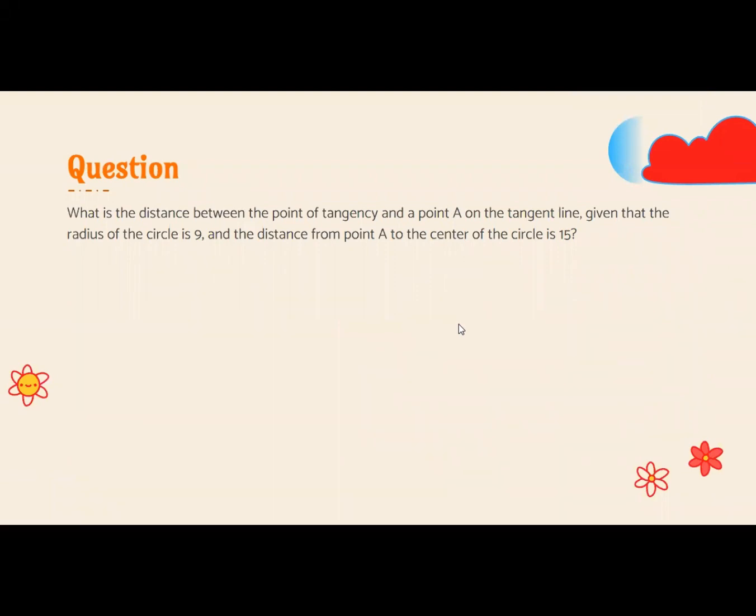Okay, so this one, we're gonna be using that property. So let us try to find the distance between the point of tangency and the point A on the tangent line, given that the radius is 9 and the distance from point A to the center is 15.